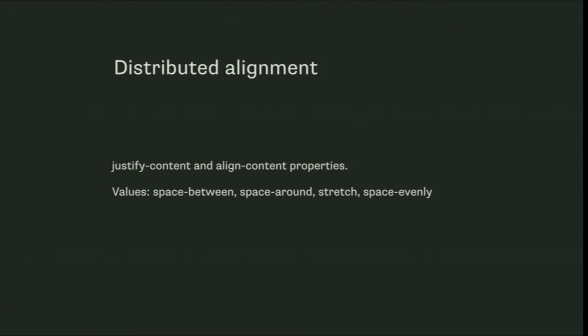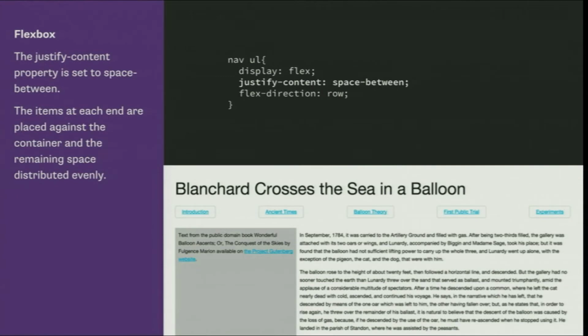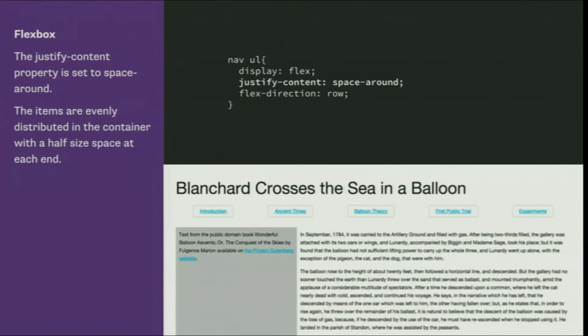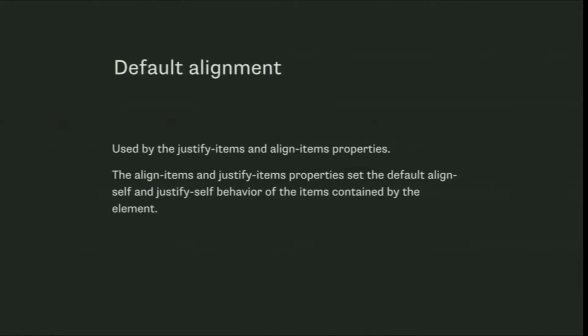So we've already seen this distributed alignment in a simple Flexbox example. In Flexbox, we use justify-content and align-content to align items against each of the axes. I've got some navigation here, it's in a row, and I'm using justify-content with a keyword value of space-between to line up my first and last items flush with the margins and distribute the rest of the space equally. If you change the value to space-around, an equal amount of space is then placed around the items, so you get a sort of half-size gap on each end. By setting align-items or justify-items on the Flex container itself, on the parent, we change the align-self and justify-self properties of the individual items inside.